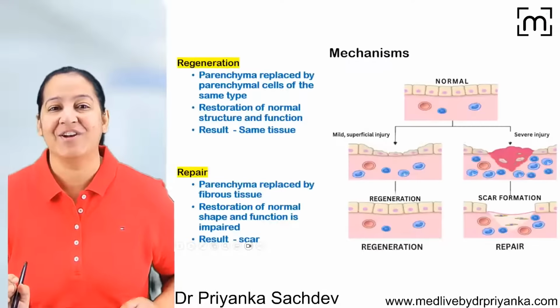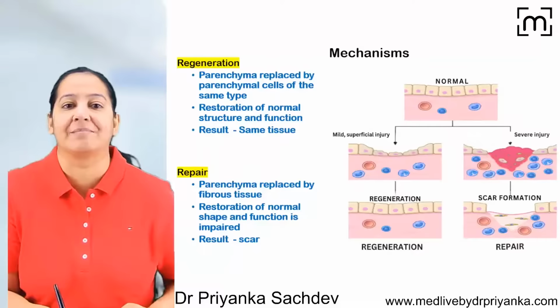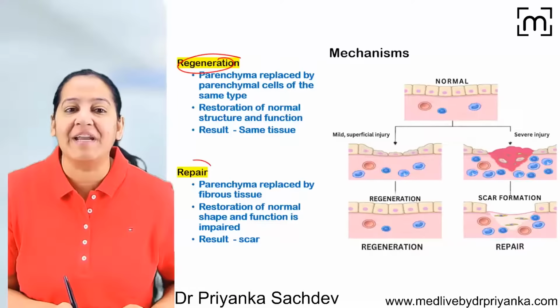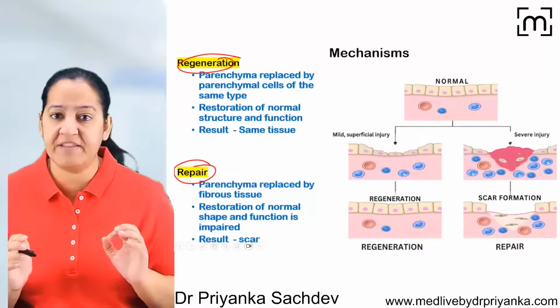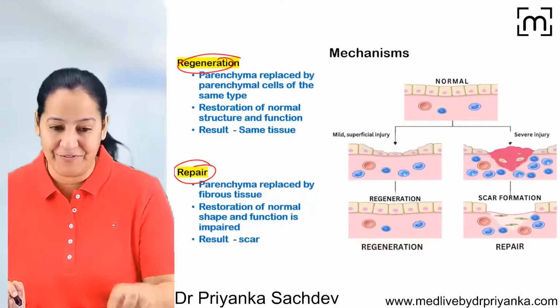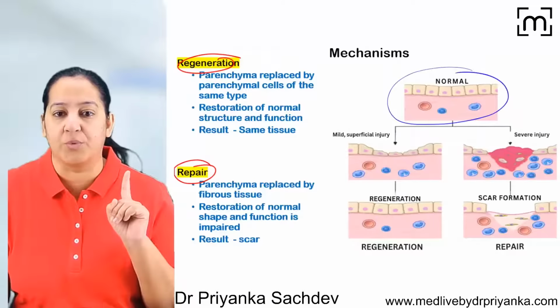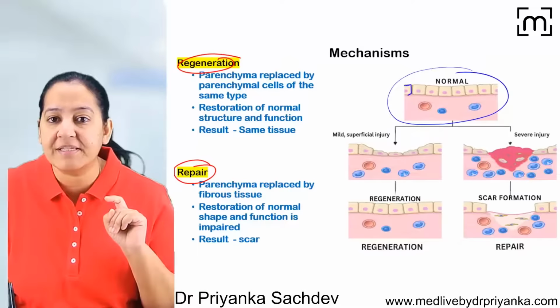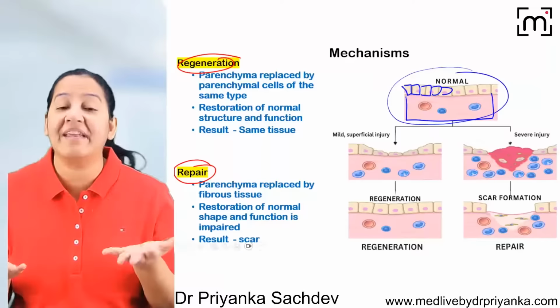That is healing. Now, there are two mechanisms of healing. The body can do healing by two different mechanisms: number one, regeneration, and number two, repair. What do you mean by regeneration and repair, and what is the difference between them? Have a look at the diagram, a beautiful diagram given to you. You can see this is the normal tissue. In the normal tissue, you can appreciate this is epithelium, and below the epithelium, this is subepithelial tissue. This is normal tissue. Now it gets injured.